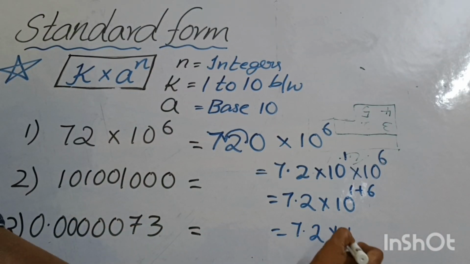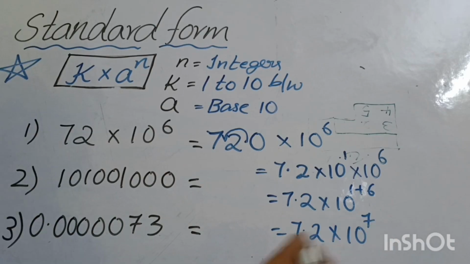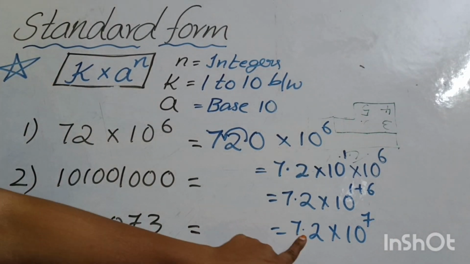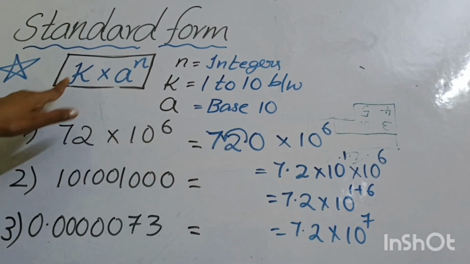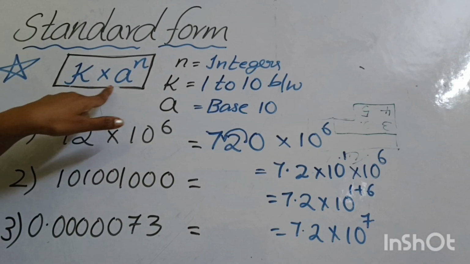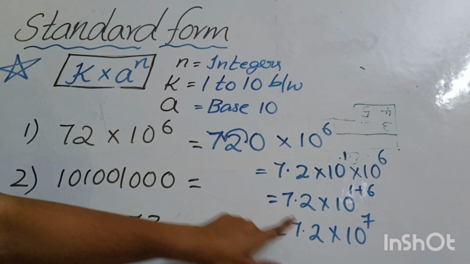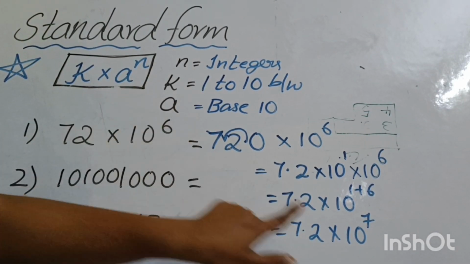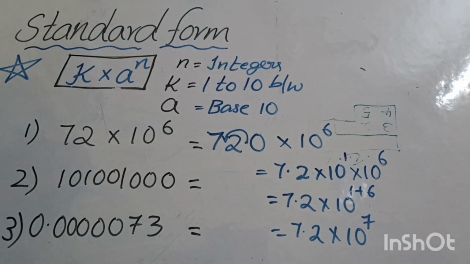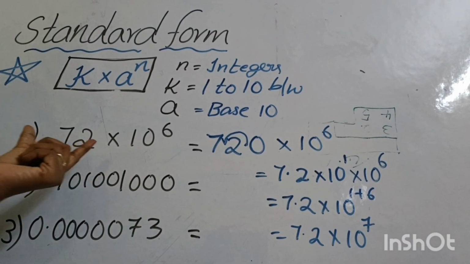7.2 into 10 power 7. See, now is it in a standard form? Yes, k into a power n. See, k means 7.2, into, a means 10 power 7. So like that we had to change it, children.